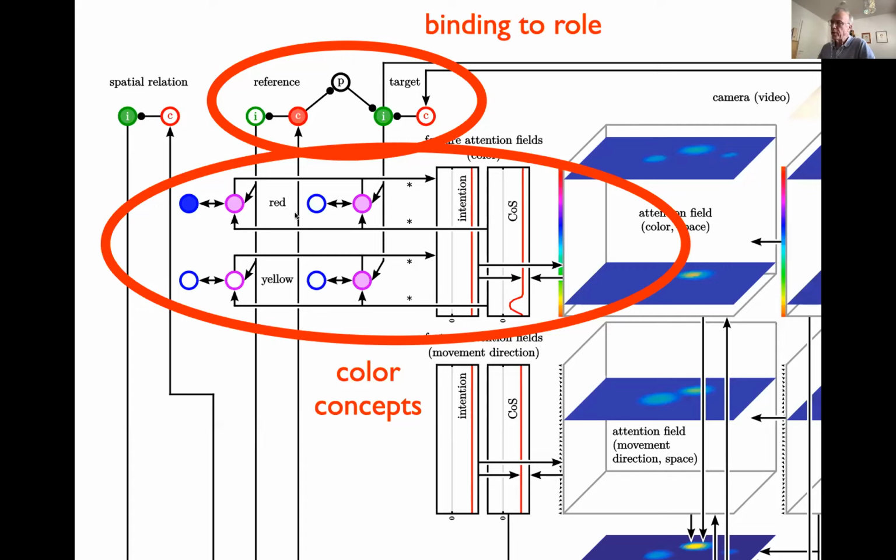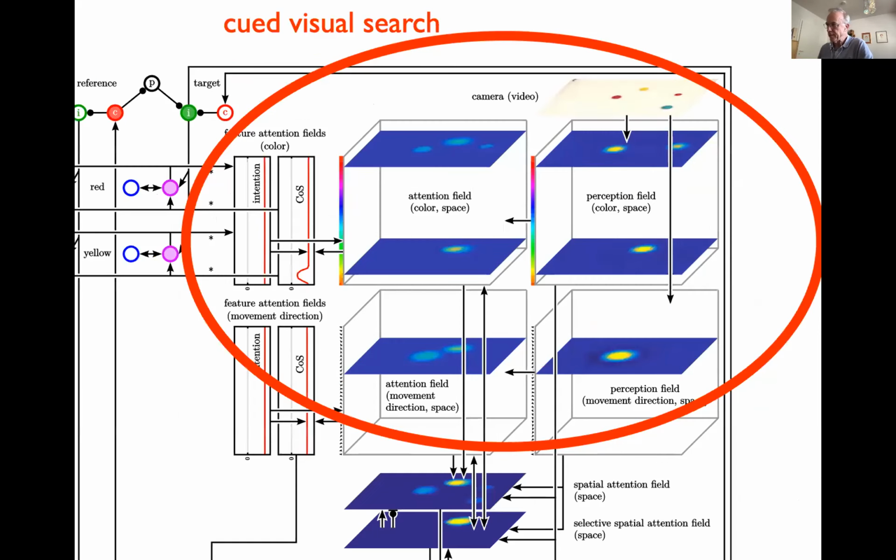And so we're assuming essentially an anatomical binding of a concept to a role, and that means we have different neurons for the different combinations. So when red is a reference, we have a neuron, and when red is a target, we have a different neuron. That's a specific assumption that we're making. More will be said about that by Daniel.